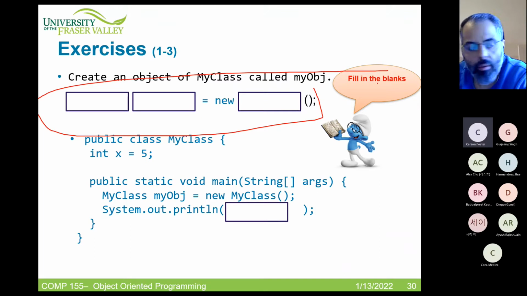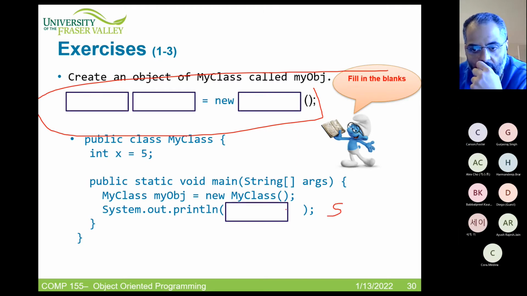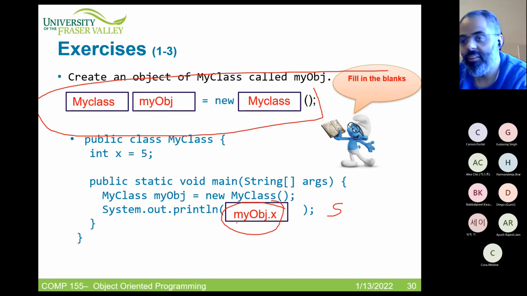I would say for the first box, it would be my class, and then in the second box it would be my object. And then the third box it would be new my class. Perfect. What about if I want to print out the value of x and get 5 here? What do I have to put in this box? My object.x. Perfect. Thank you so much.